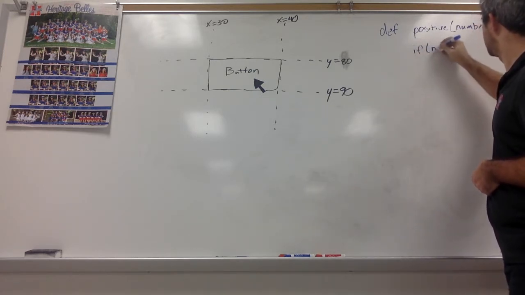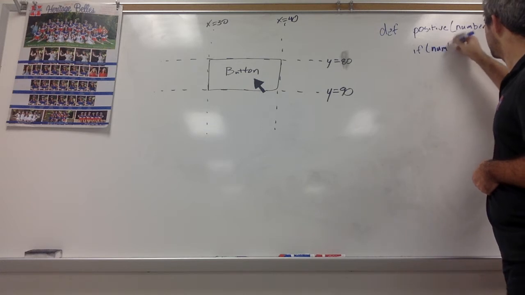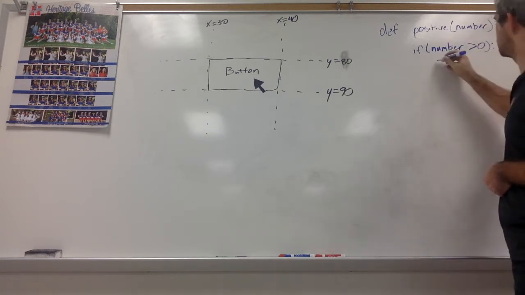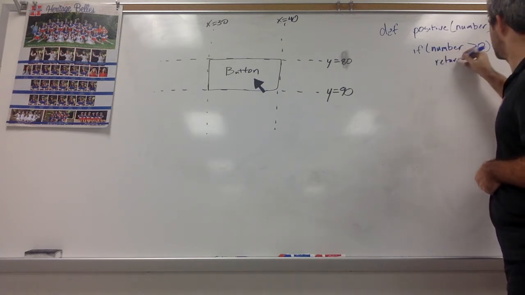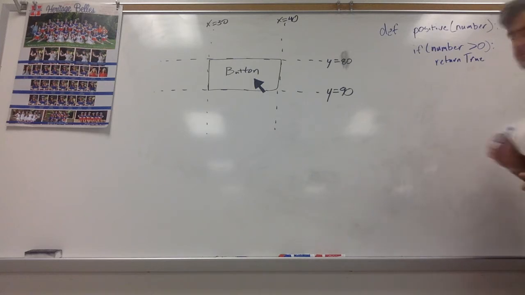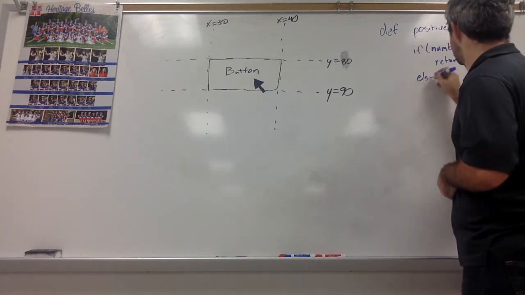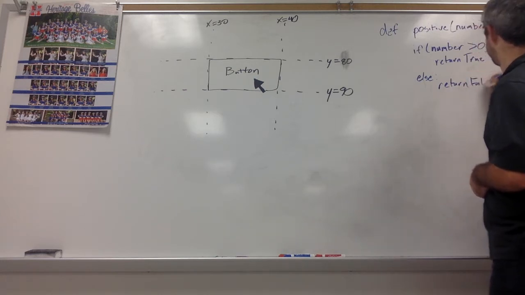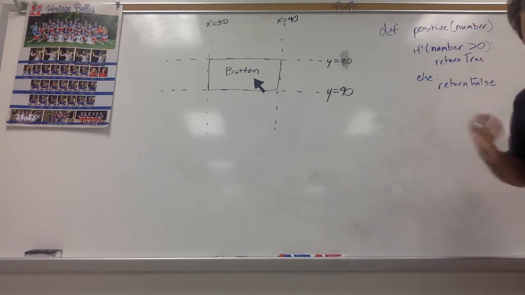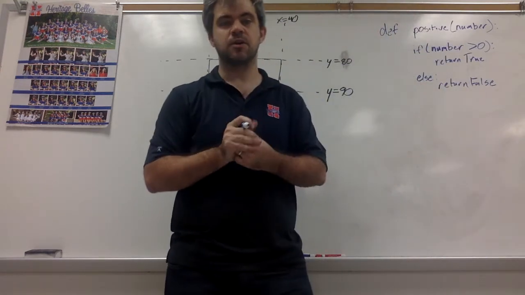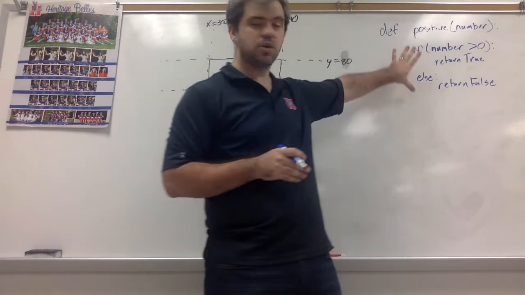If number is greater than 0, return true. Else, return false. And there's nothing necessarily wrong with coding it this way, but there's a much easier way to code this method.